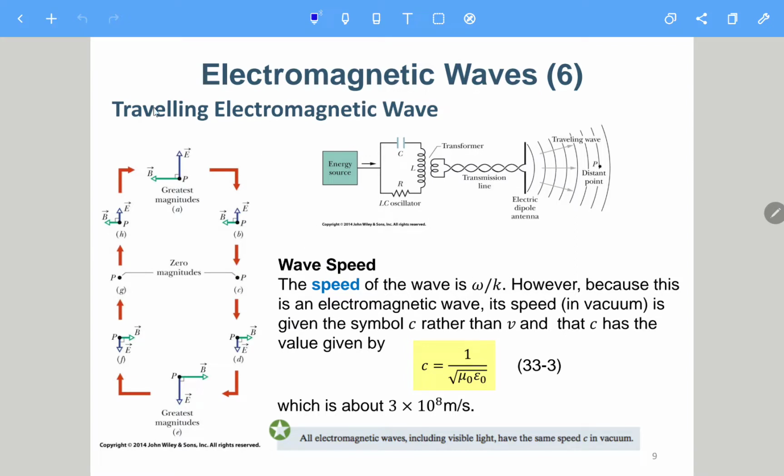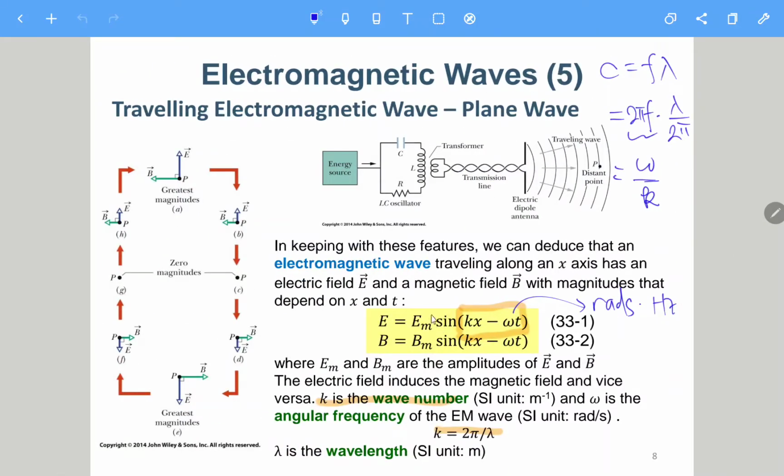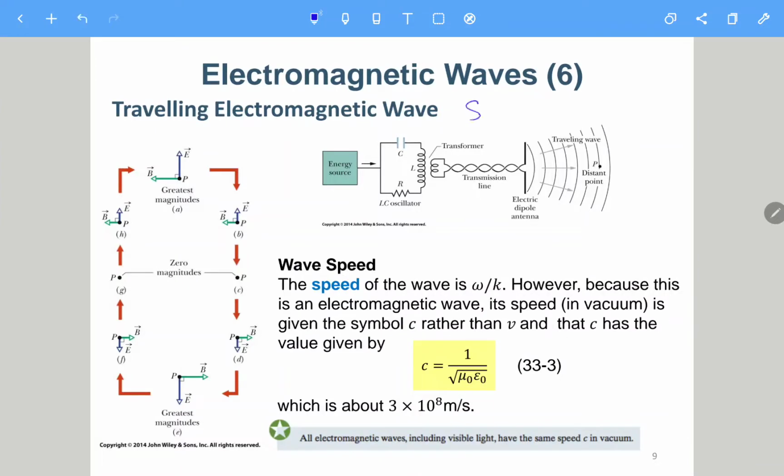Okay, so maybe we can finish this page today. So here it says the speed of the wave is omega over k. So you can imagine here, this is sine of kx minus omega t. And then actually we can just forget the amplitude, because it's just a multiplier. So actually we can consider when kx minus omega t is a constant phase, maybe make it zero.